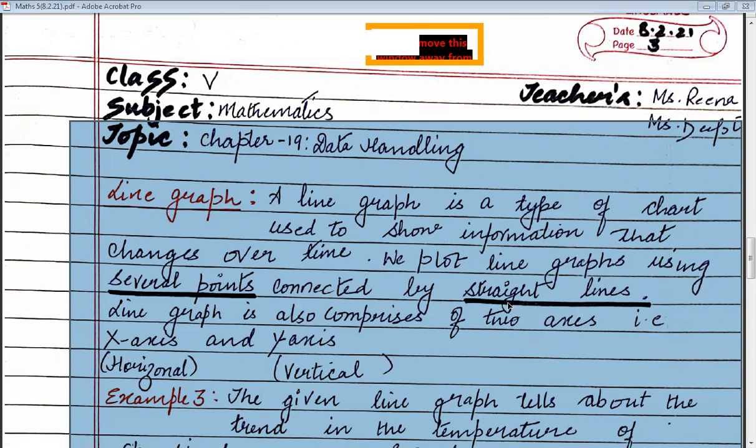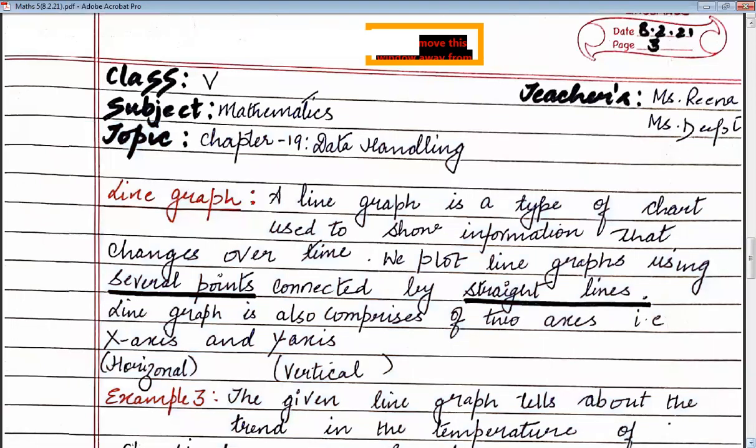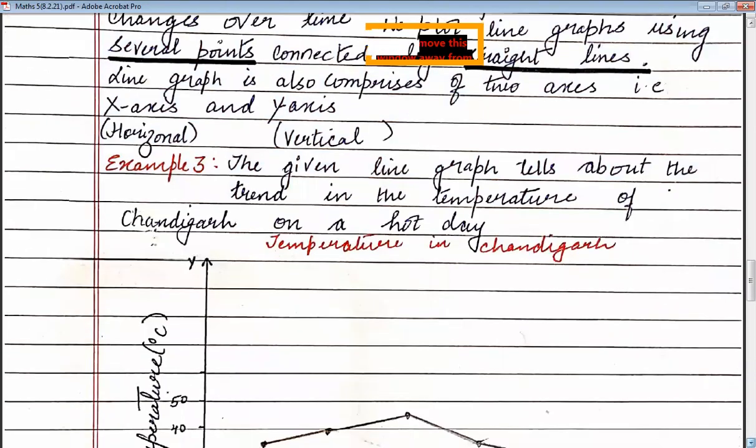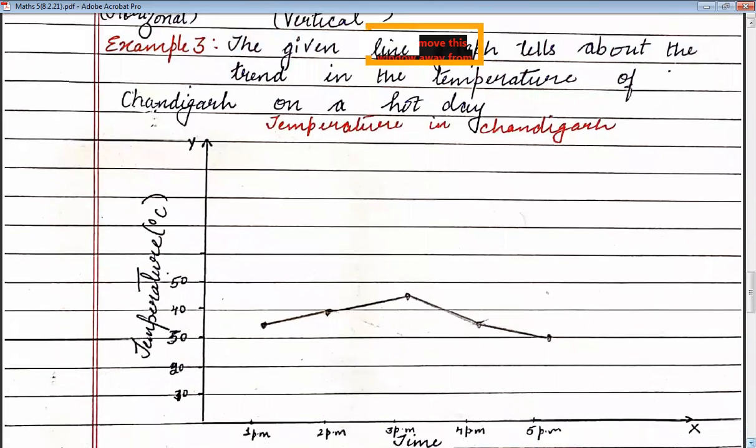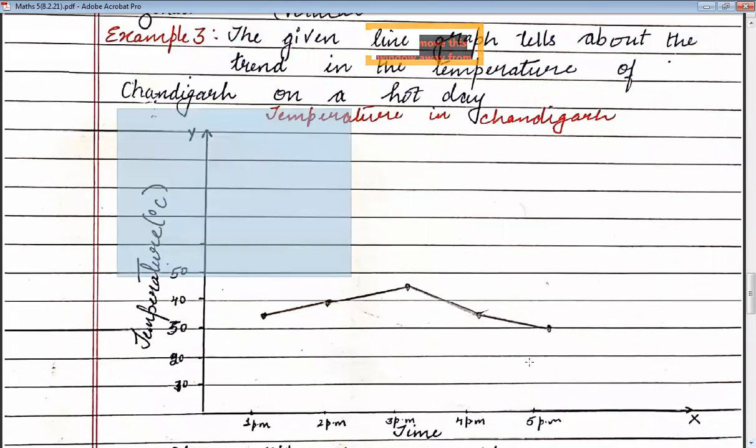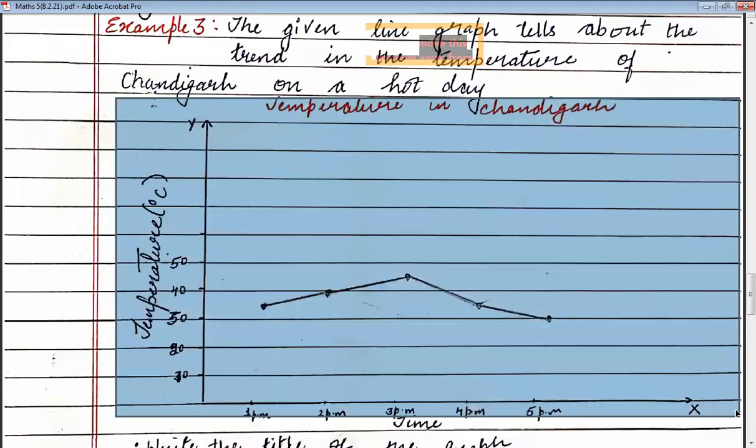Now children, let's discuss our line graph by taking an example. You will be more clear by taking an example. Now children, look at this line graph. This is your line graph. Now let's read the x-axis and y-axis. Your horizontal axis is your x-axis, and what is written on the x-axis? Time. It's 1 p.m., 2 p.m., 3 p.m., 4 p.m., and 5 p.m.